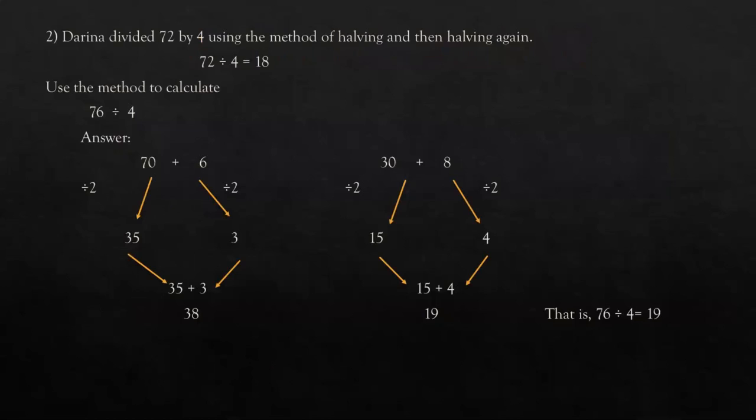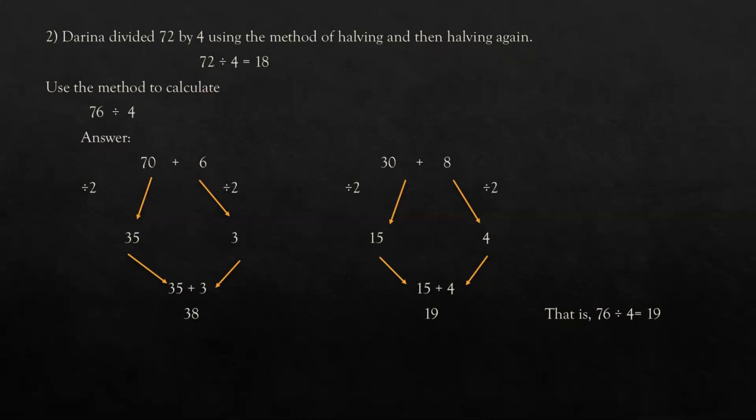Okay, here comes your second question. Dana divided 72 by 4 using the method of halving and then halving again. That is, 72 divided by 4 equals 18. So she did that in that way, like first of all halving, then again halving. So you need to do that method. Use the method to calculate 76 divided by 4.